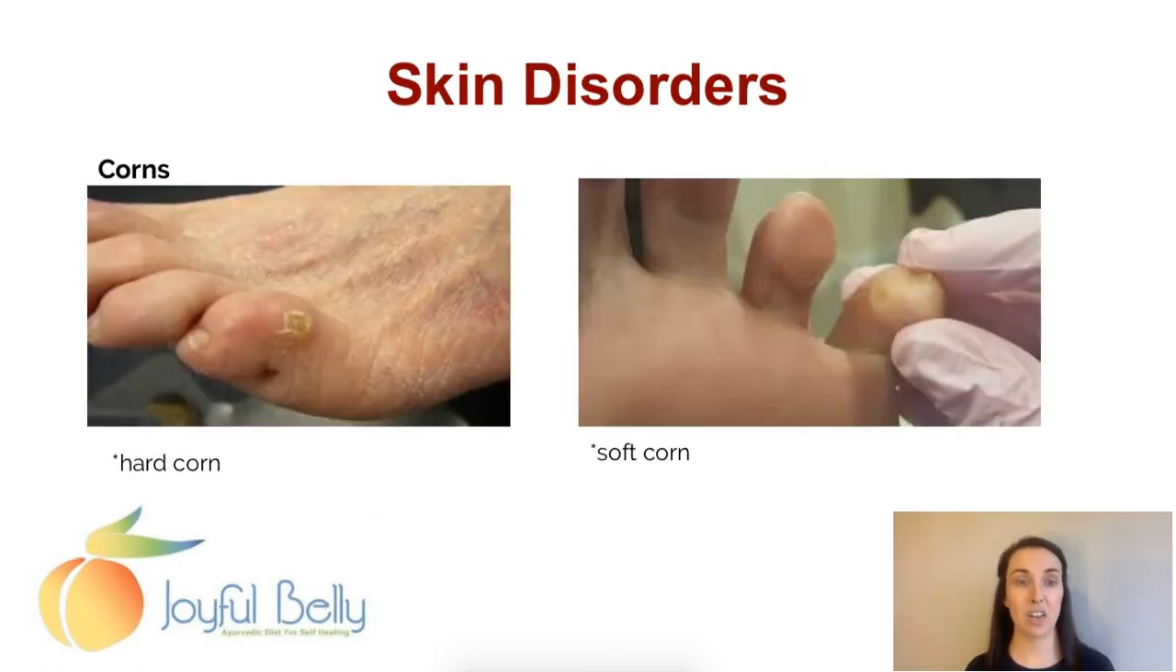What you can see there on the left-hand side is a hard corn. It looks a little bit more like a callus, the sort of paler yellow color, quite dry and rough, except it's smaller and circular in shape. Then you can see the soft corn, which is actually in between the toes and not quite as rough looking as a hard corn.